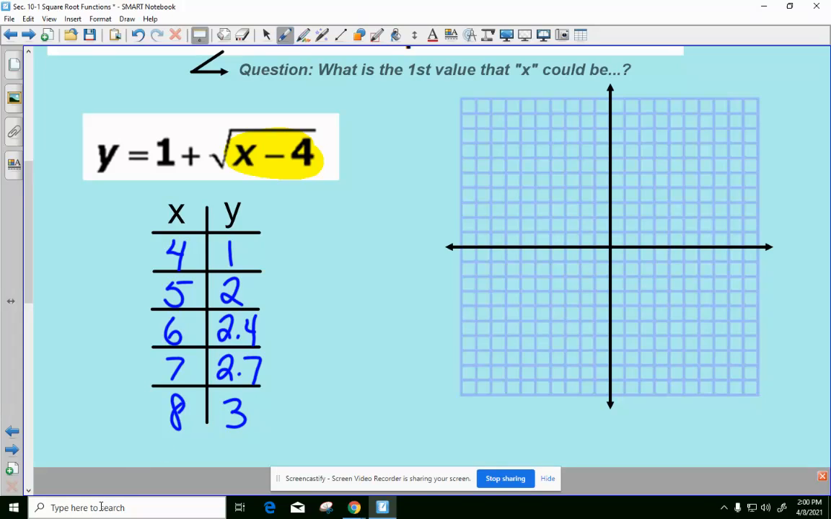All right. Now I just need to graph it. It's not hard. It starts with the ordered pair 4 and 1.